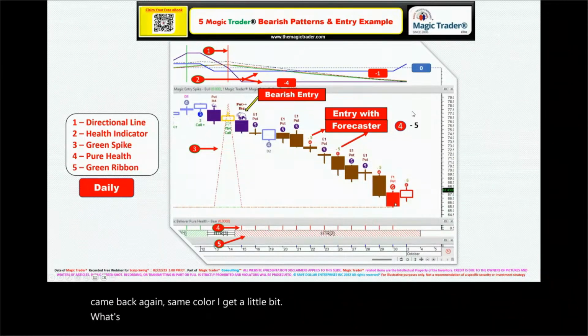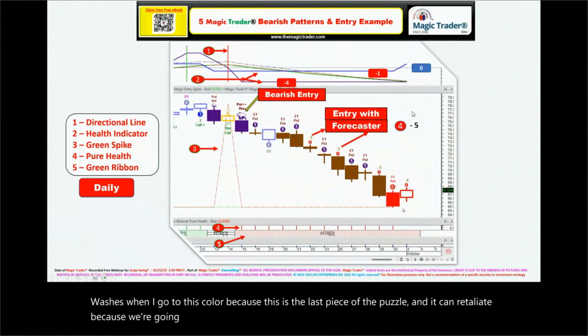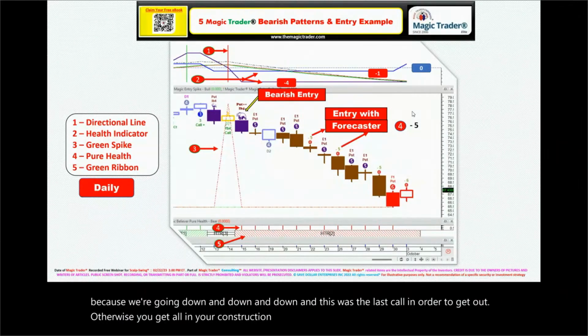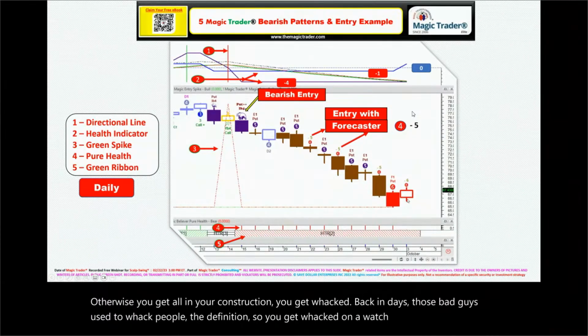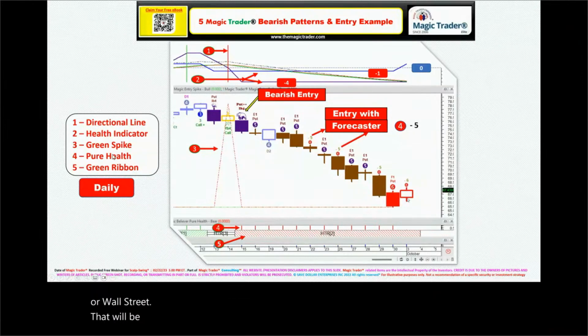I get a little bit cautious when I go to this color because this is the last piece of the puzzle and it can retaliate, because we're going down and down and down. And this was the last call in order to get out. Otherwise, I call it your construction line, you get whacked. You know, back in the day, those bad guys used to whack people. You know the definition. So you get whacked on Wall Street, or Wall Street stocks will bite you. So it was telling you to get out because it's risky to stay short. -6 is the last call.